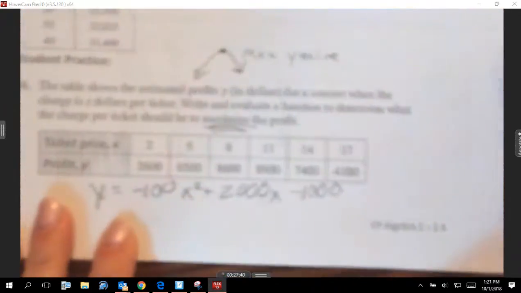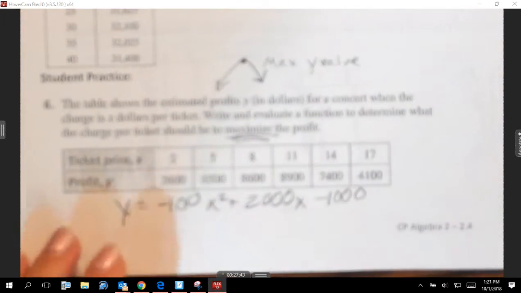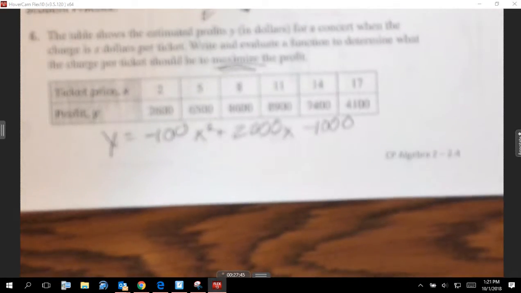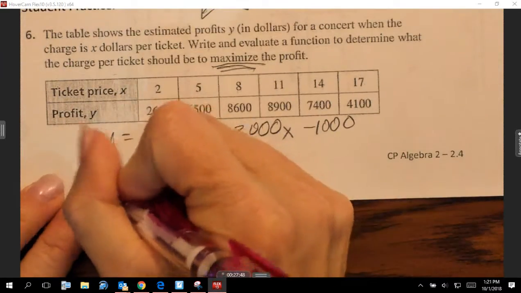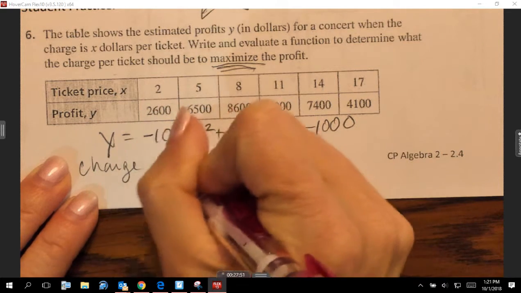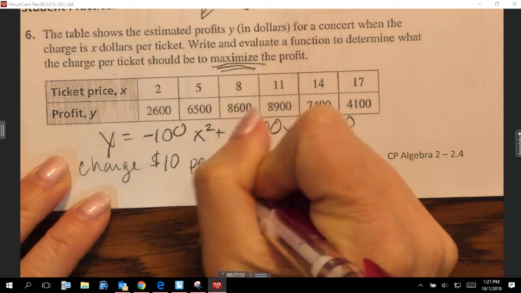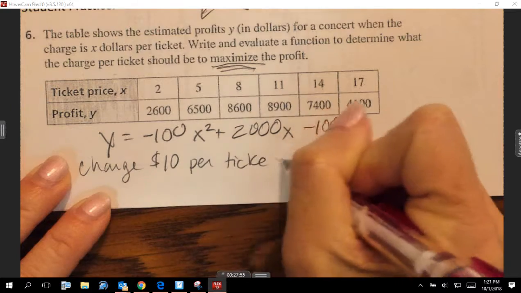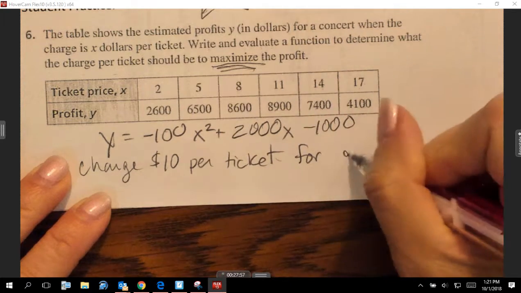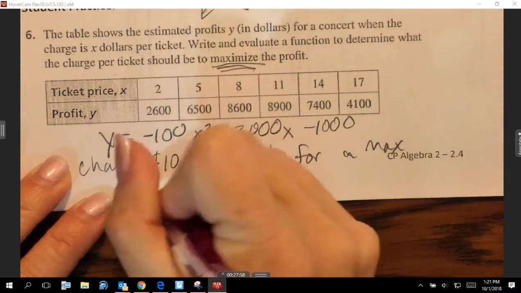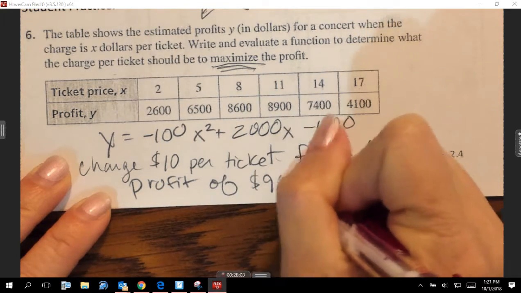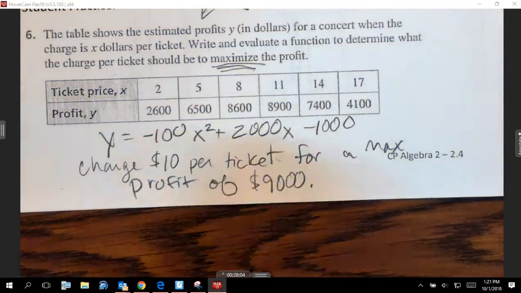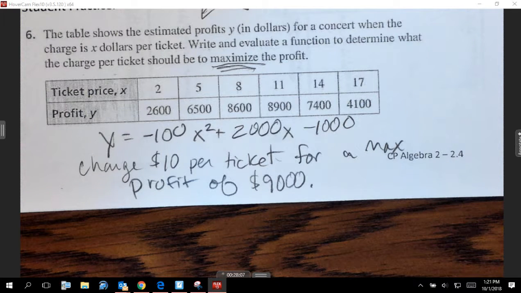Charge $10. Okay, charge $10 per what? For a max profit of $9,000. So it's the highest profit you could get.